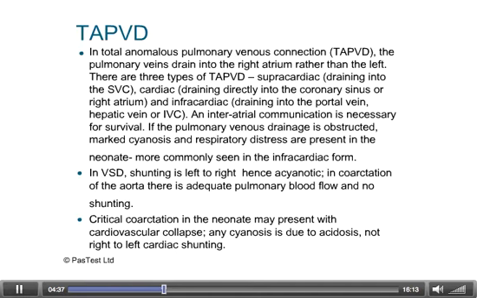Classically, the supracardiac, that's to say draining to the SVC, or the ones draining to the coronary sinus within the right atrium or to another site in the right atrium, can be associated with shunting across to the left atrium. This is a right-to-left shunt, and therefore, much as with the infracardiac lesion, of course, will be associated with cyanosis.